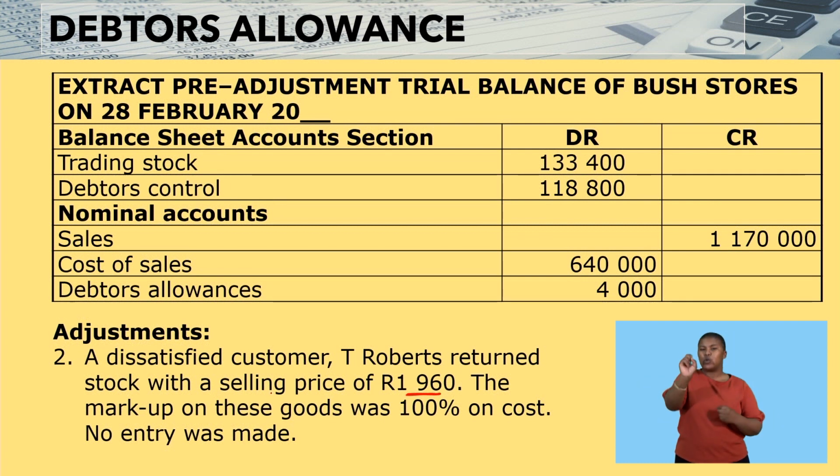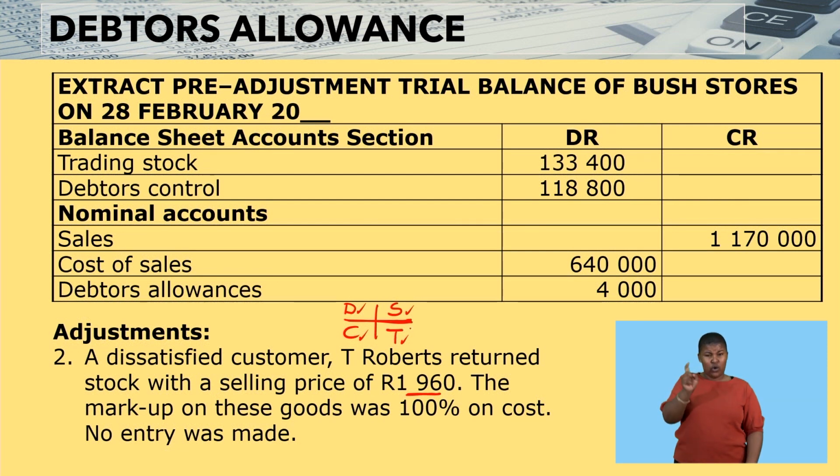What we have to remember is that when a customer returns goods, to summarize it, it will affect 4 accounts. 4 accounts will be affected, which I will call the DISKET. So 4 accounts will be affected. That is your debtors control, that is the D. The S stands for your sales, we're going to adjust our sales. The C stands for your cost of sales, and the T is for the trading stock.